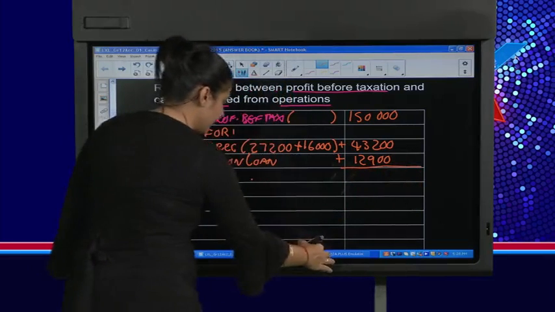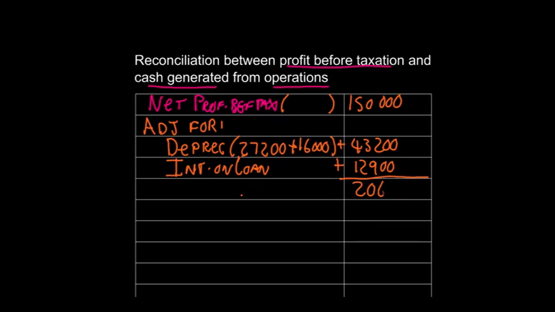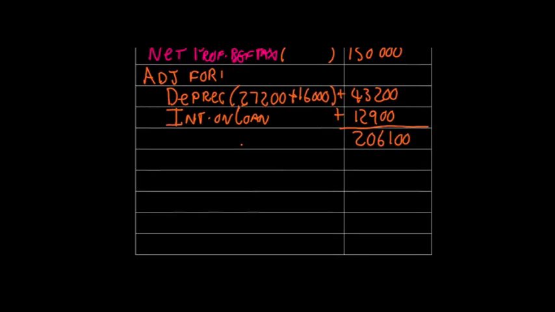Okay, so let's quickly do that. Okay, so I'm going to take my 150,000 net profit. I'm going to add back my depreciation, 43,200, and I'm also adding back my 12,900, which is my interest, and this now gives me 206,100. So let's fill that in, 206,100. Right, and in terms of your format, remember, this amount represents your operating profit before changes to working capital.